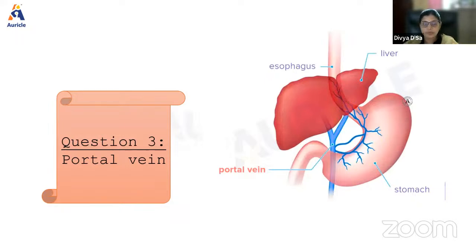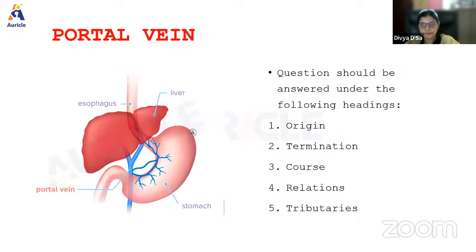So the next question is the portal vein. Same thing: for any veins or arteries, we follow the same pattern: origin, termination, course, relation, and tributaries. So what is the portal vein now?